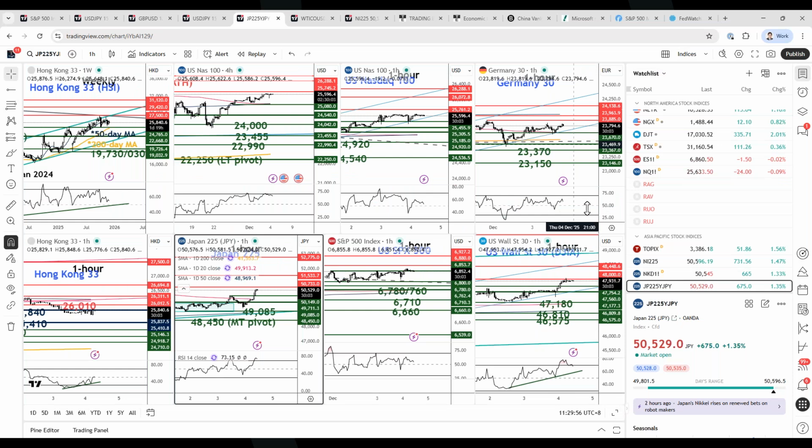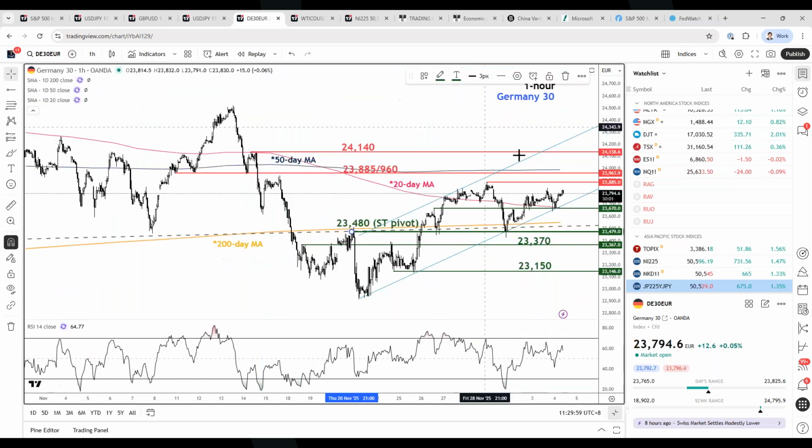Next up will be the Germany 30, representing the German DAX. The German 30 continues to bounce from yesterday's first support level after a test of it during the US session, which is the 20-day moving average at 23,670. It hasn't cleared above our first resistance zone, which is the 23,885/23,960, which is very important. That is also confluent with the 50-day moving average, where price action has remained below it since 14th of November.